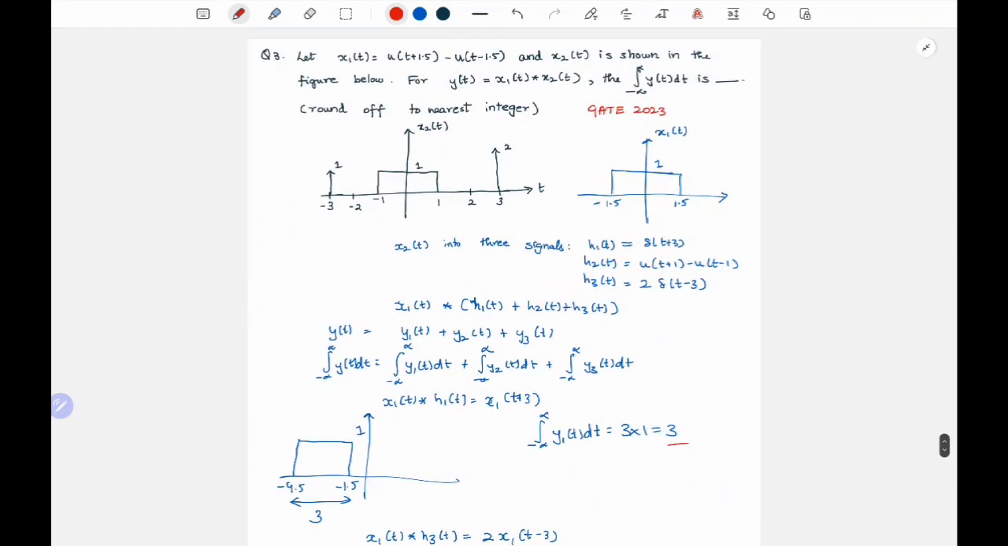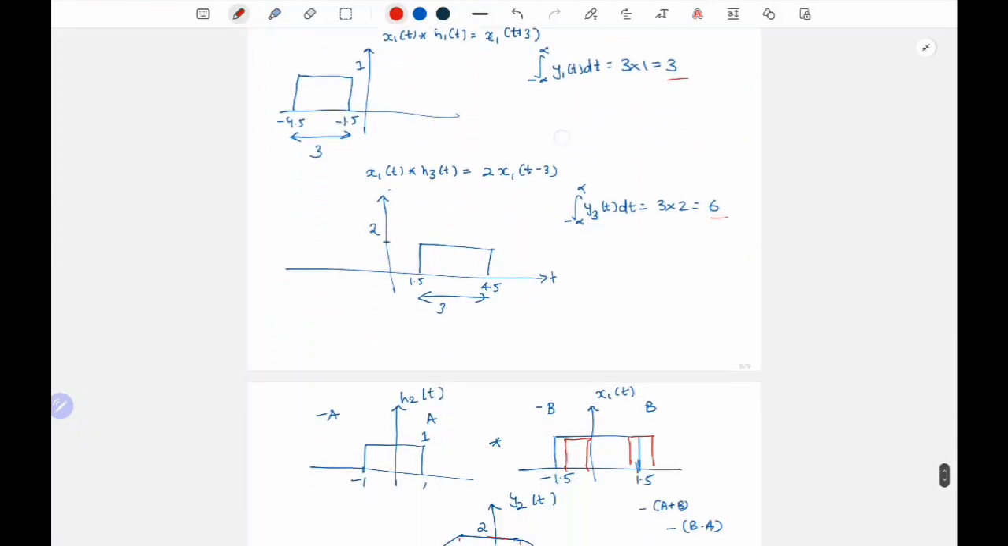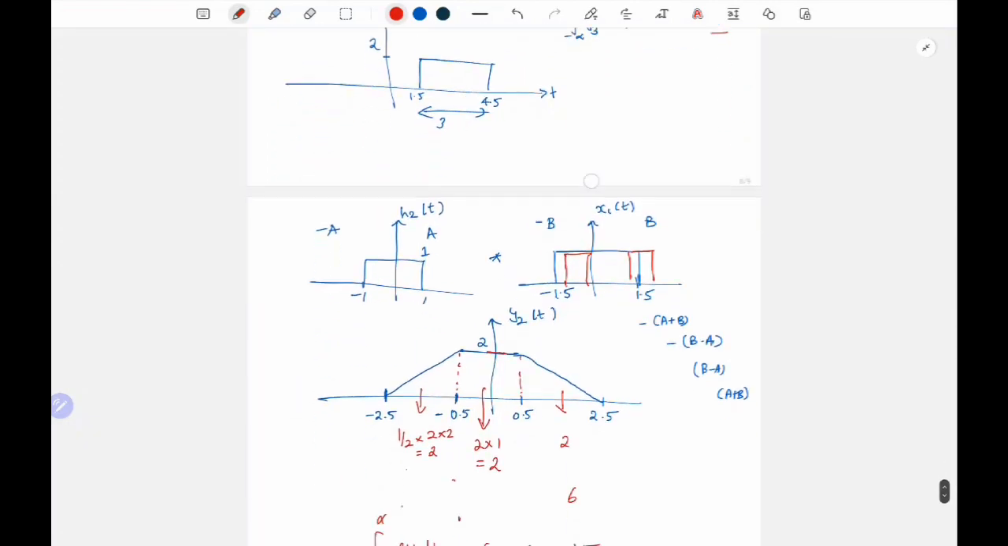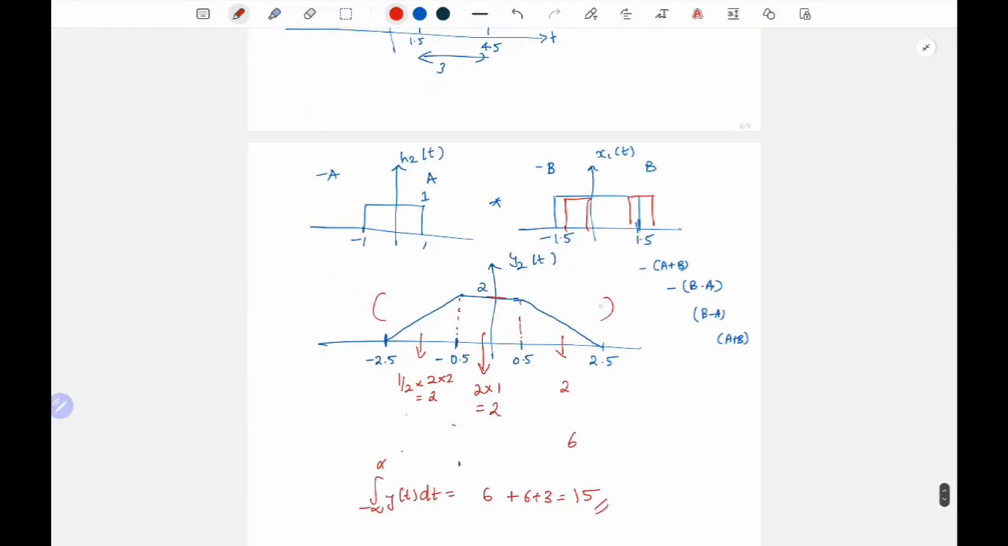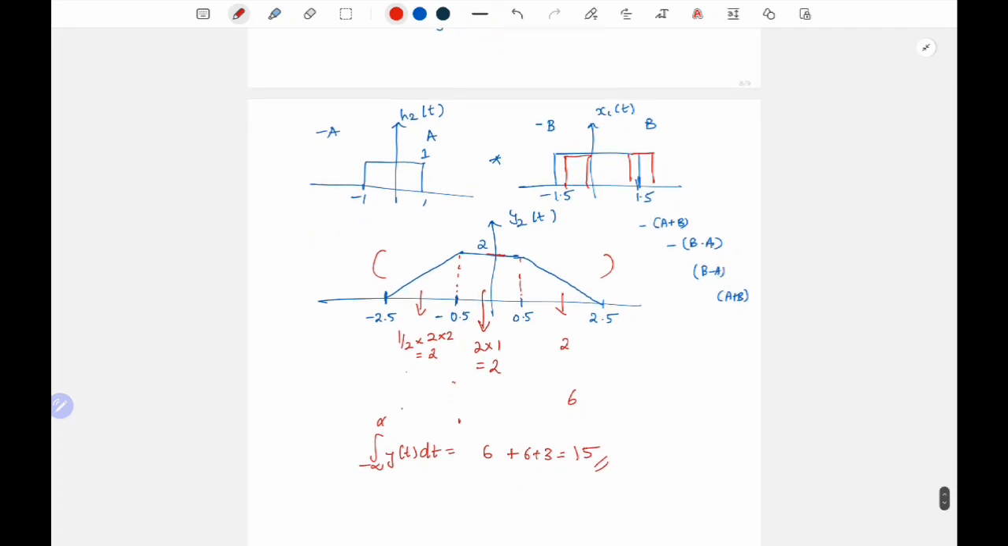You have to be quick in all these calculations so that you can save time in the GATE exam. Definitely it will take less time for you if you already know this, if you have already worked with these types of convolutions. So that is where practice is important.